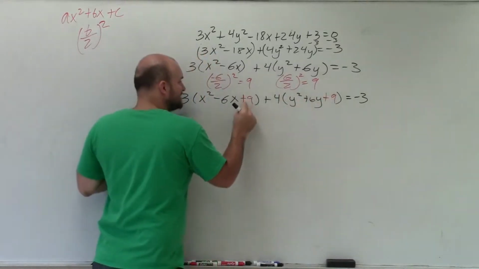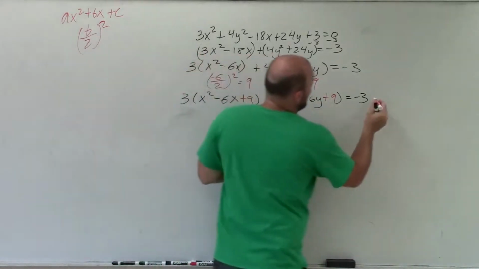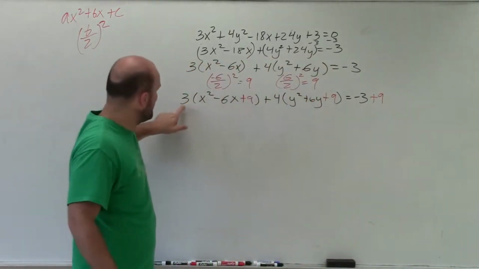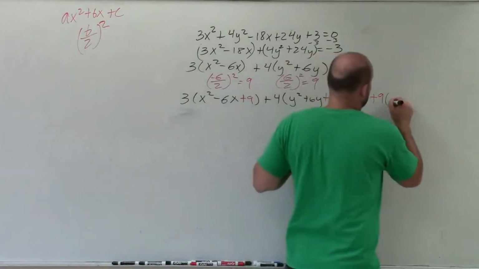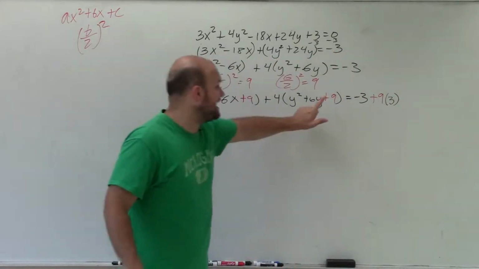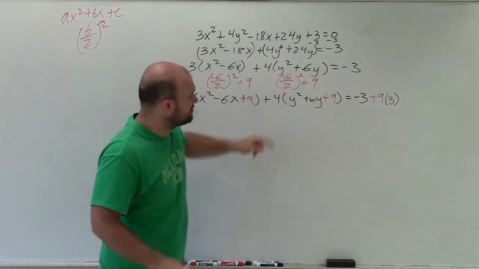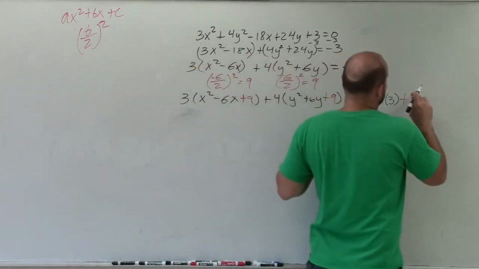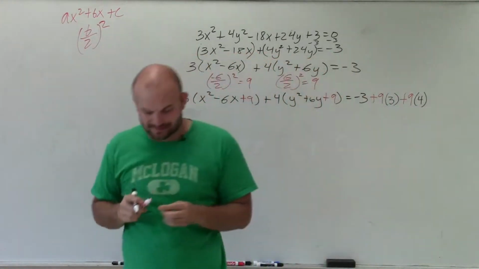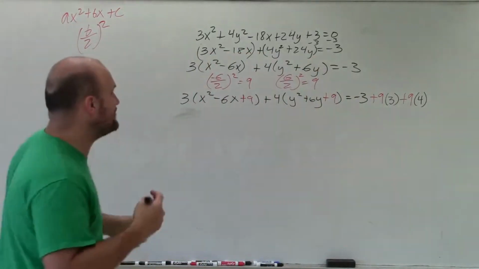But since I added 9 on the left side, I also have to make sure I add 9 to the right side. And notice that this 9 is being multiplied by 3. That means this 9 has to be multiplied by 3. But then I didn't add 9 just once. I add 9 again, and that 9 is being multiplied by 4. So I need to add 9 again, and this time multiply that one by 4. Sorry, sometimes I get a little excited and I move ahead.